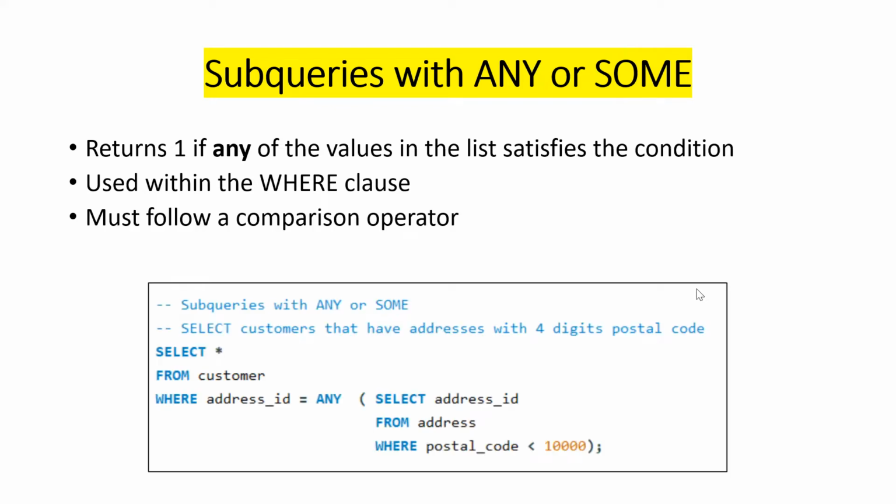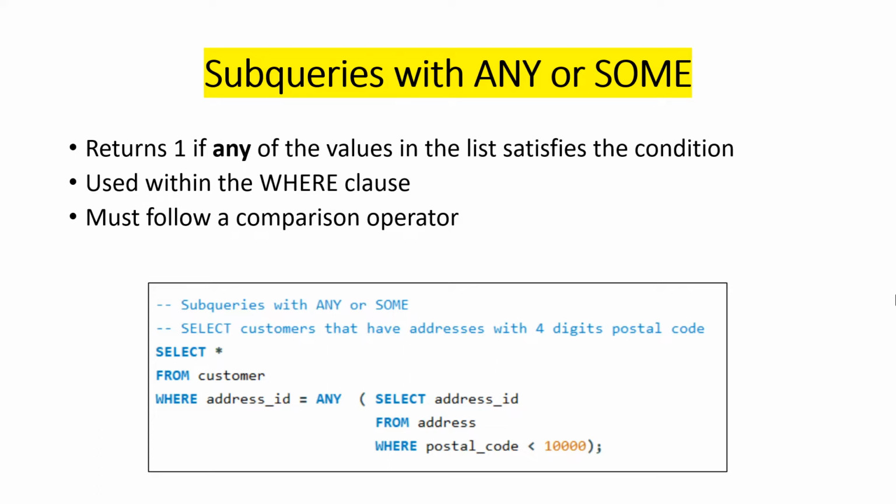As we have seen for IN, we don't need to use any comparison operators, but with ANY or SOME, we have to use the comparison operators. And one small remark is that SOME is an alias for ANY. So if you use ANY or SOME, it is the same thing.